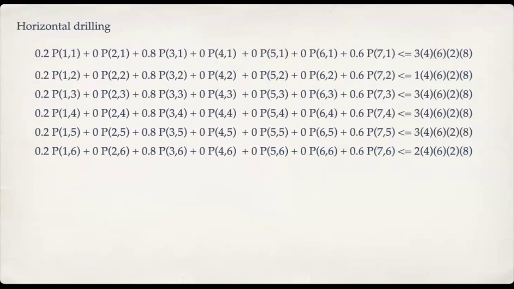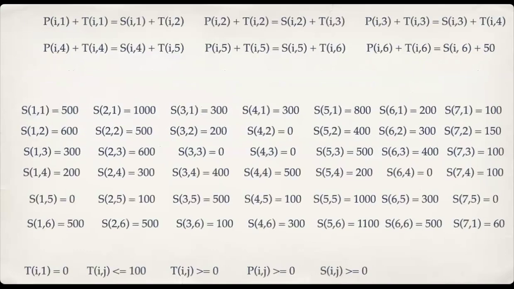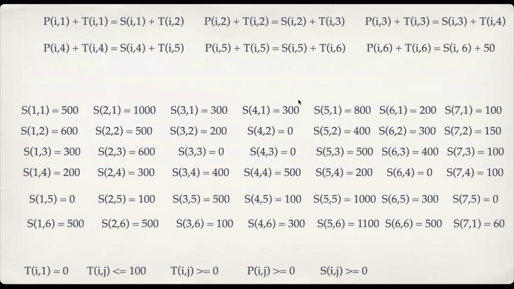So we have to write the profit as a function of these variables, right? So we know the contribution of each product, sum up all each month. And then we subtract the storage cost. Now we look at these variables. We use the same set of variables. Constraints are quite similar.